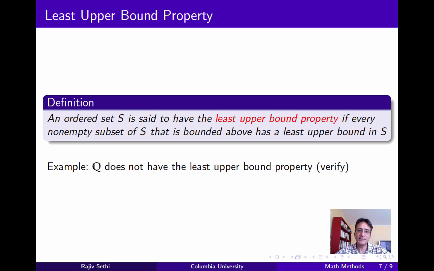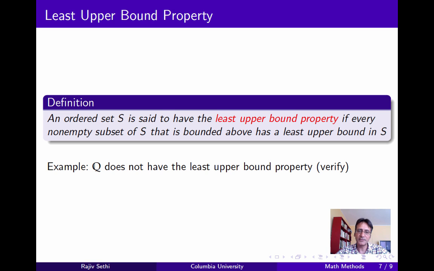Now, there obviously exist sets of rational numbers that are bounded above that do have a least upper bound. For example, the set of rational numbers less than 1. But there also exist sets of rational numbers that are bounded above that don't have a least upper bound. And so all we need to do is to identify one such set to show that the set of rational numbers does not have the least upper bound property.